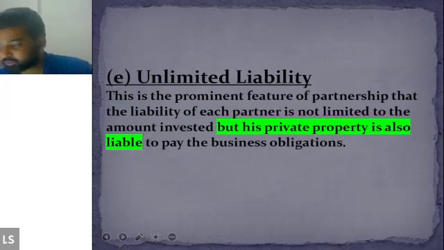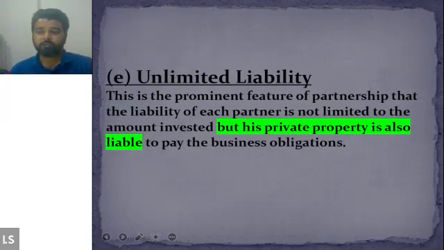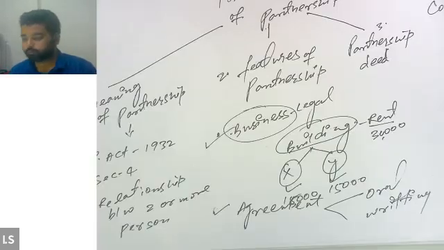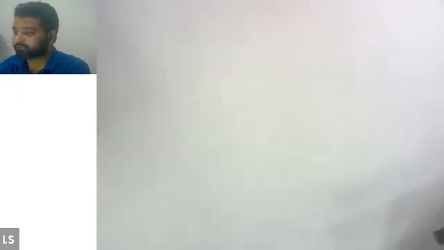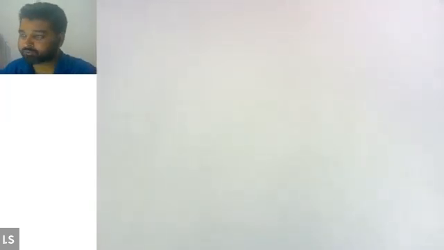Next character about the partnership is that there is unlimited liability of the partners. Partners are unlimited. Let me give you an example to make it more clear. Liability of the partner is unlimited. That means that liability of the partner is not restricted to the extent of the property that he owns in a particular firm.